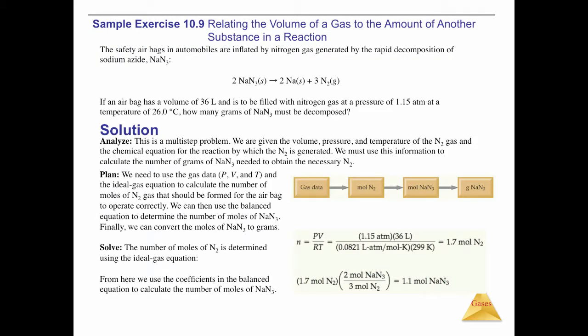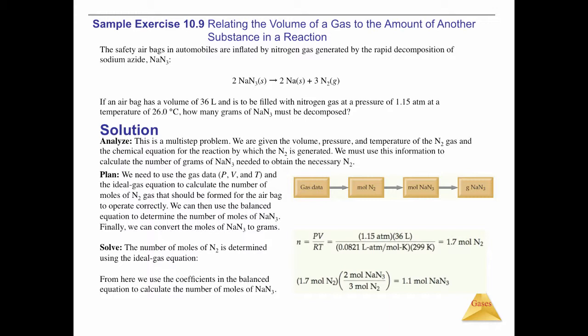Sample exercise 10.9, relating the volume of a gas to the amount of another substance in a reaction. The safety airbags in automobiles are inflated by nitrogen gas generated by the rapid decomposition of sodium azide. If an airbag has a volume of 36 liters and is to be filled with nitrogen gas at a pressure of 1.15 atmospheres at a temperature of 26 degrees Celsius, how many grams of sodium azide must be decomposed? This is pretty crucial if we want an airbag to work properly and save lives.